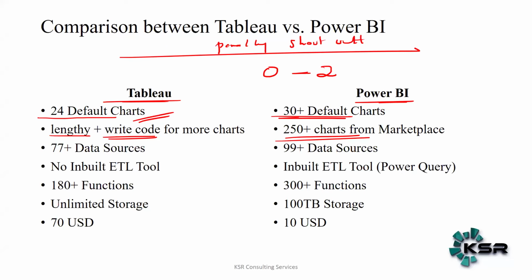250 charts I can get without writing any code. Who will not do it? So that is 0-2. Here in Tableau, I have to write lengthy code and all. Now, sometimes the data can come from an Excel sheet, from CSV files, from n number of data sources. But Tableau supports almost 77 plus data sources, whereas Power BI supports 100 plus data sources. Well, I would say the third goal is also scored by Power BI.